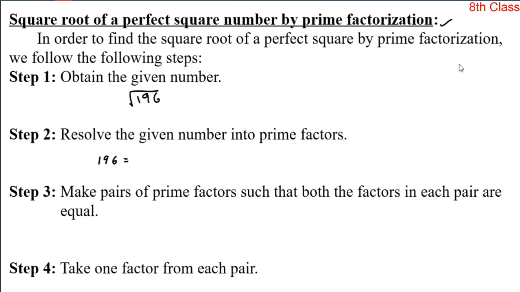To find those prime factors, let's follow the division method. 196. What is the first prime number? 2. So this 196 is divisible by 2. Yes, it's divisible by 2. How many times?